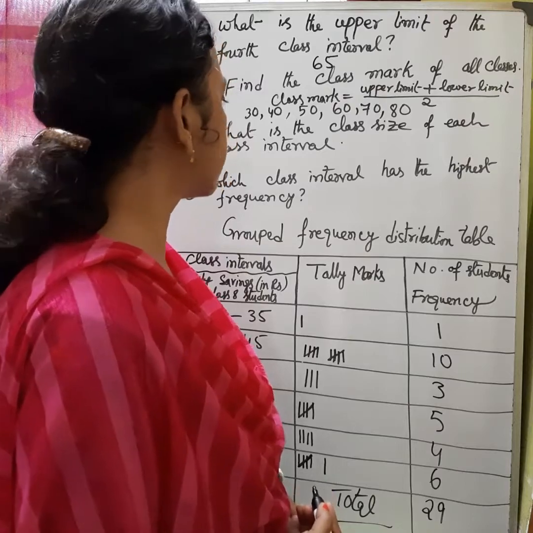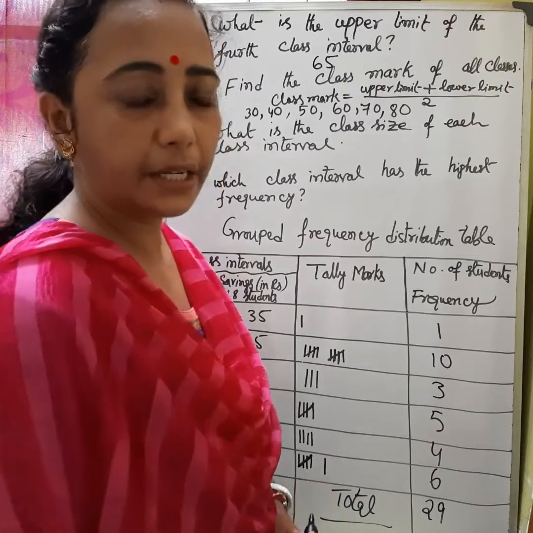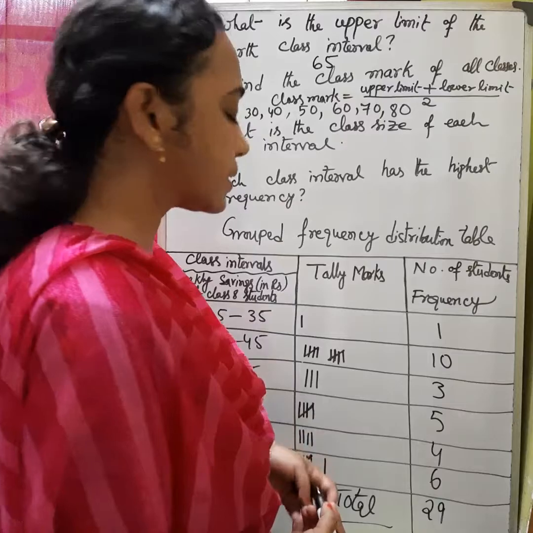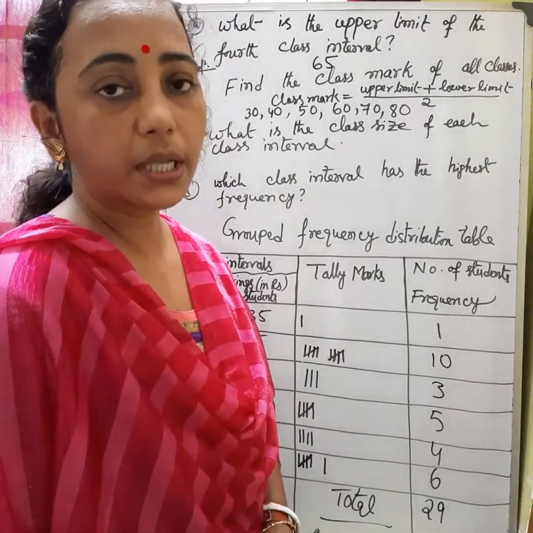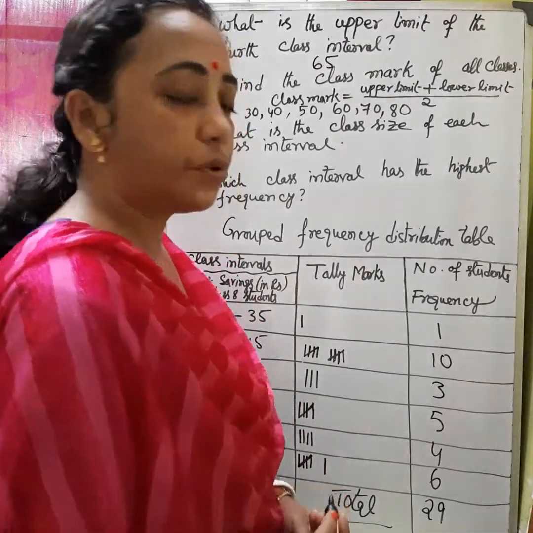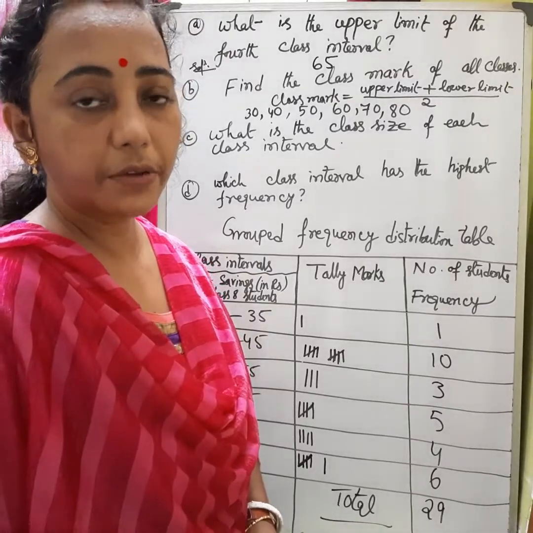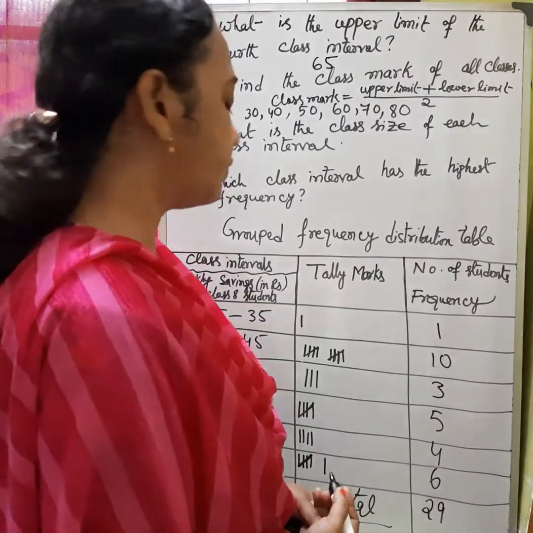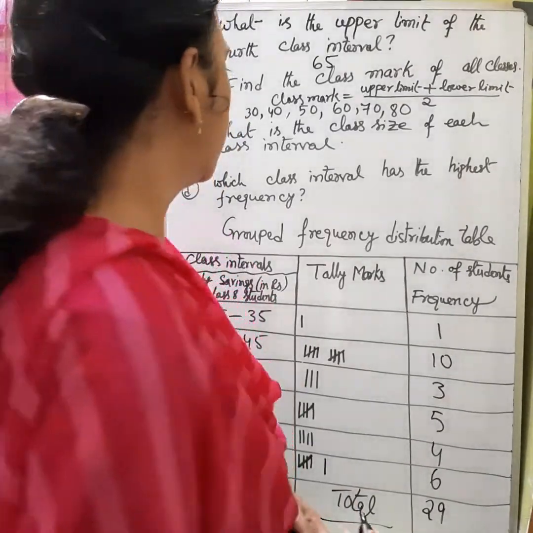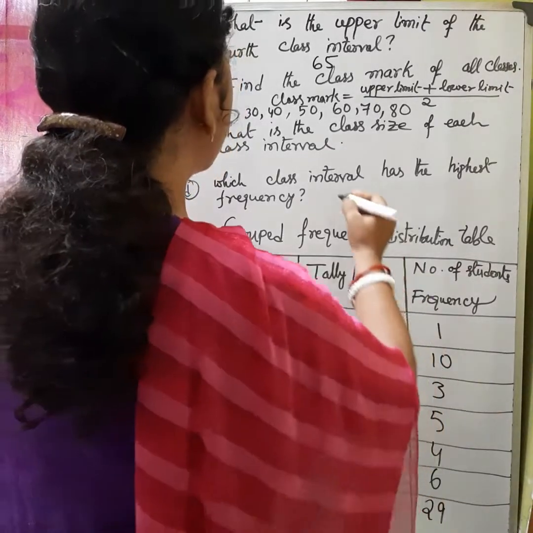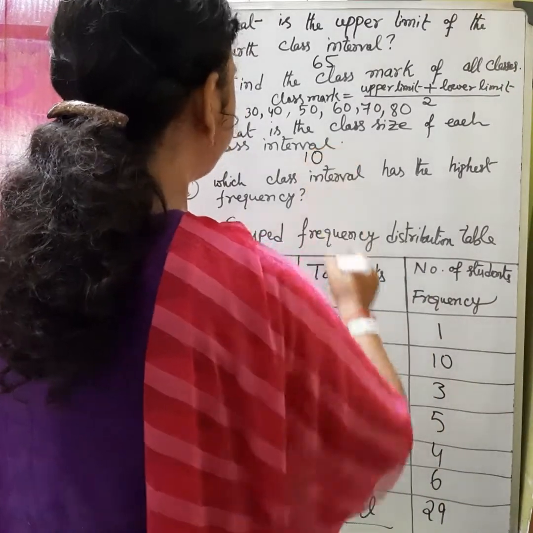Now, what is the class size of each class interval? Here each of these class intervals has equal class size. So the difference between the upper limit and lower limit will give the class size. Here 35 minus 25 will give 10. So the class size of each class interval will be 10.